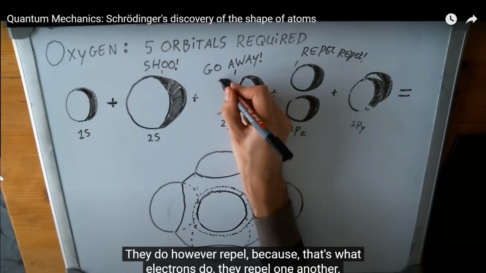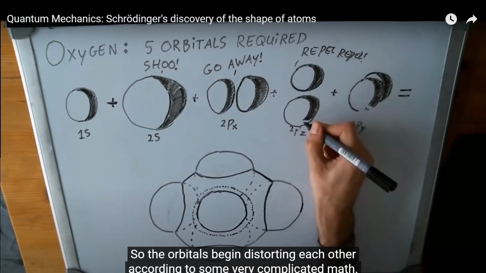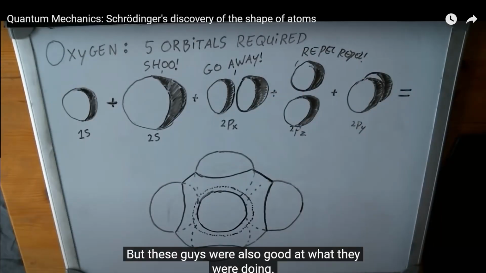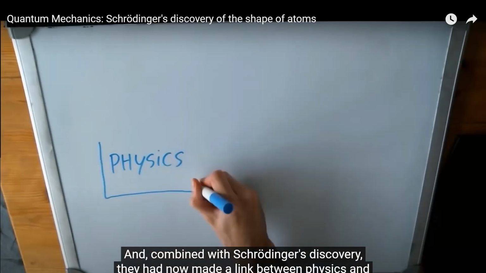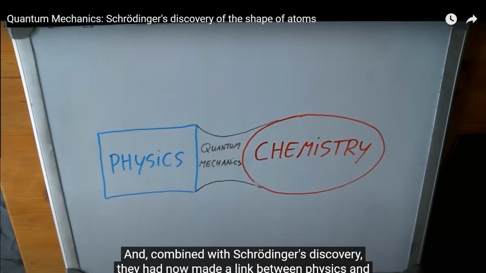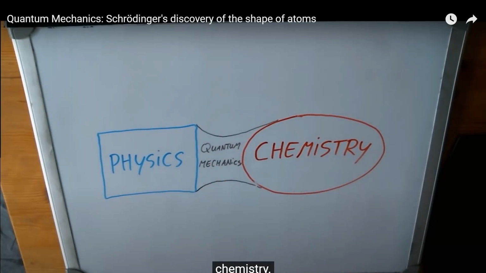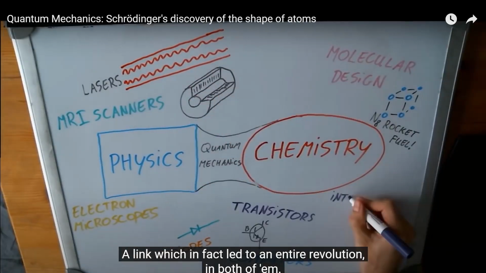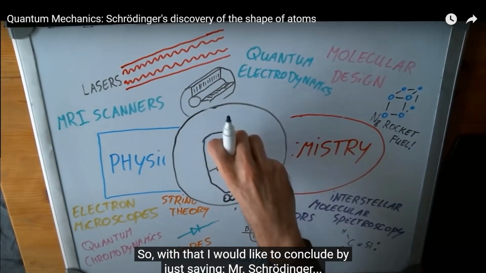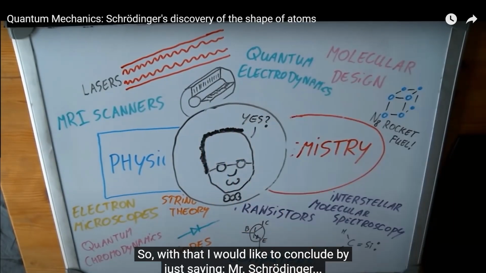So when they say electrons repel, why do electrons repel one another? Why does one electron repel a different electron? Because they are both the same charge, and like charges repel. Negative repels negative. Okay? So the orbitals begin distorting each other according to some very complicated math. But these guys were also good at what they were doing. And combined with Schrödinger's discovery, they had now made a link between physics and chemistry. A link which in fact led to an entire revolution in both of them. So with that, I would like to conclude by just saying, Mr. Schrödinger, thank you very much.